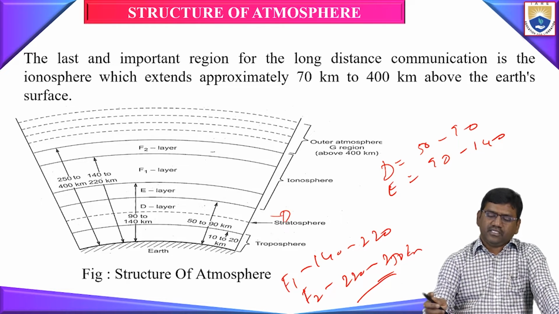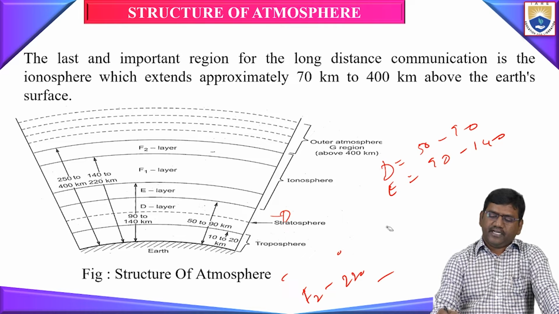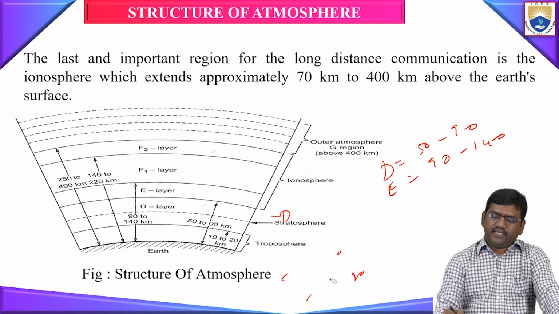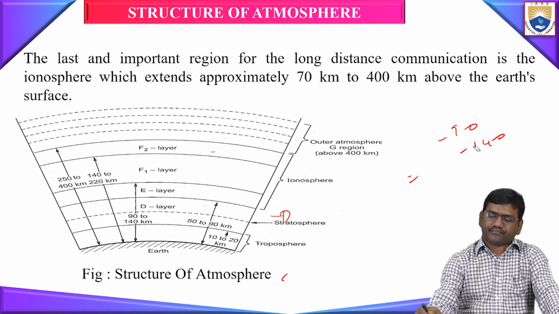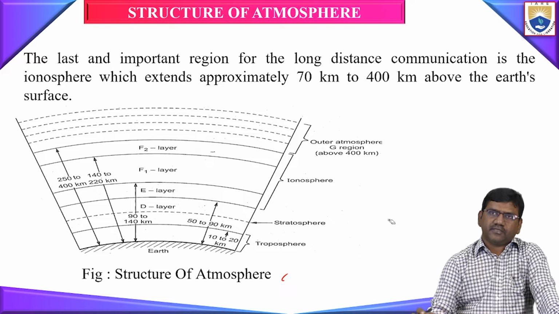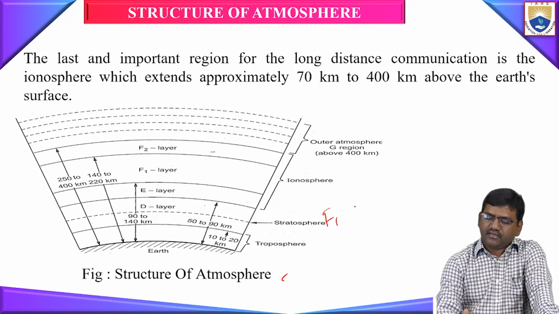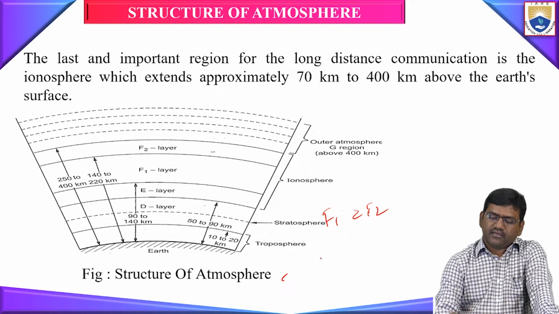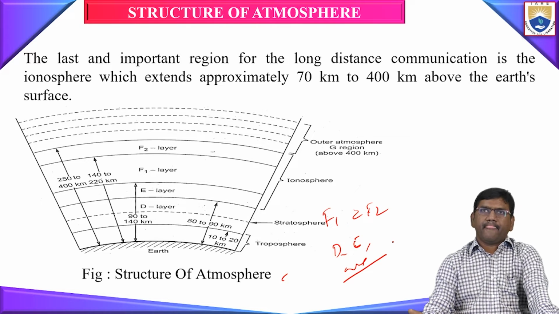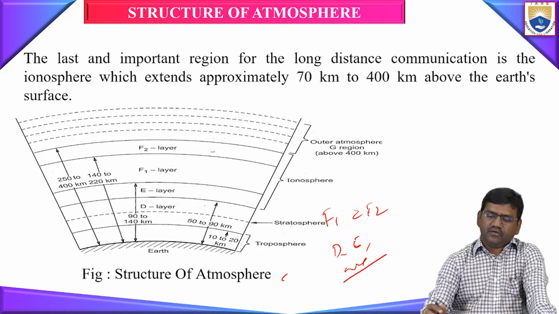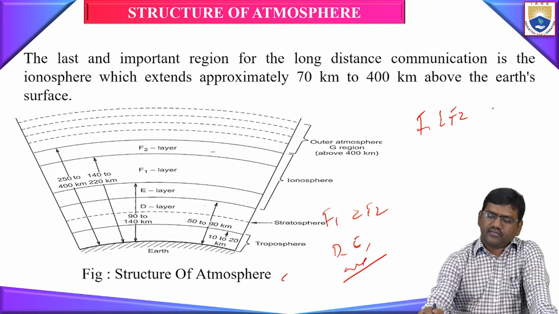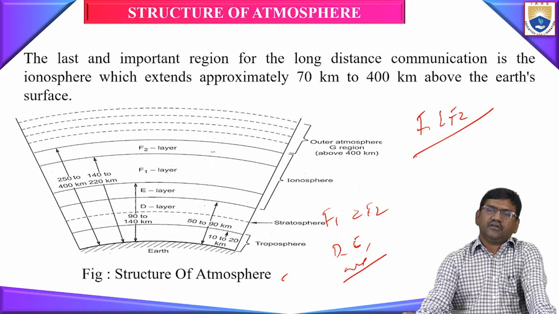Sometimes it depends upon the daytime. During the daytime, the F1 layer and F2 layer exist as cosmic rays fall. The D layer and E layer are also formed here during the daytime. During the night times, only the F1 layer and F2 layer are formed. The D layer and E layer do not exist.